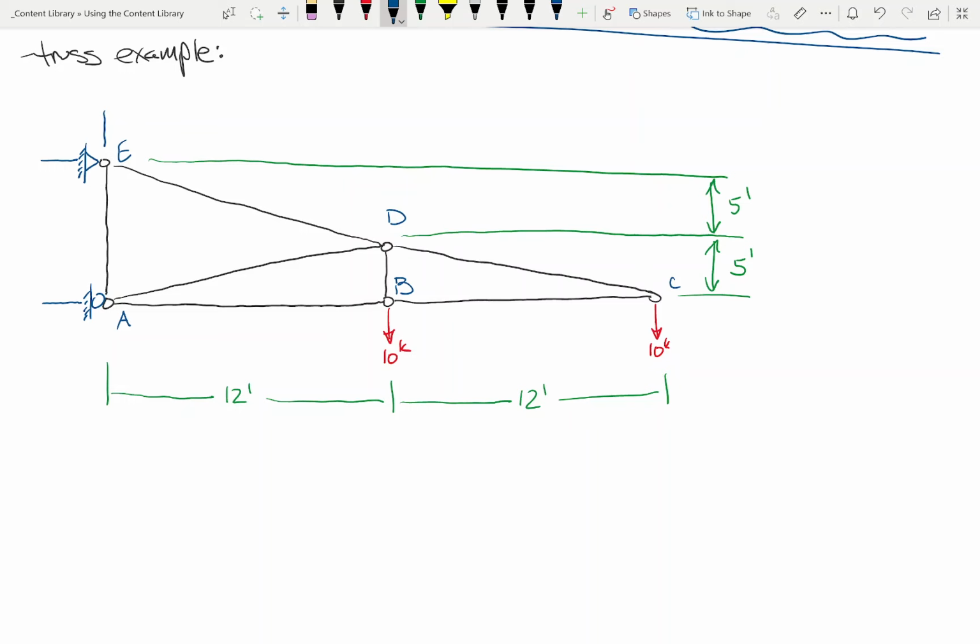How much force do I have to have going up? 20. So if I sum forces in the y direction, and we'll assume EY acts upwards, EY minus 10 kips minus 10 kips equals 0. So therefore, EY is 20 kips going upward. Does that make sense? Okay.